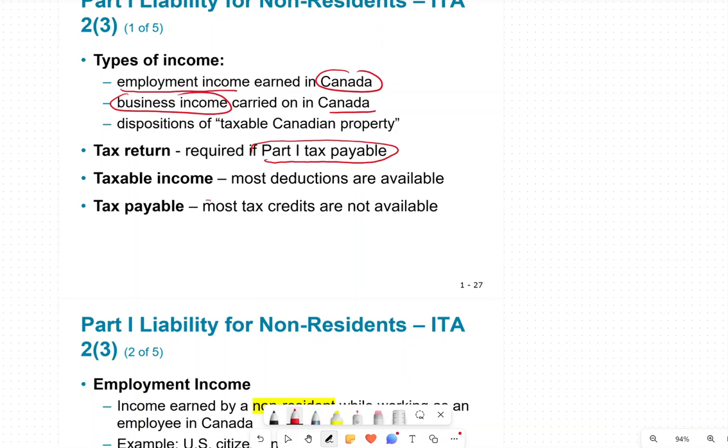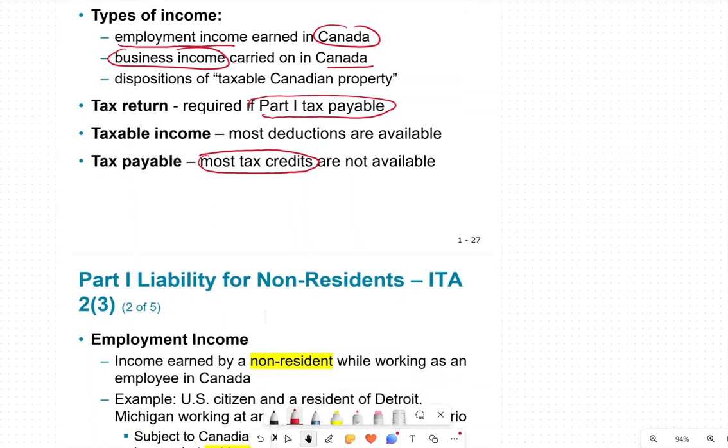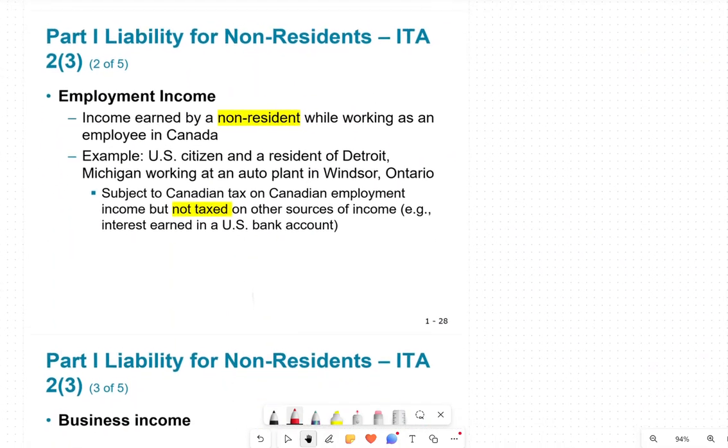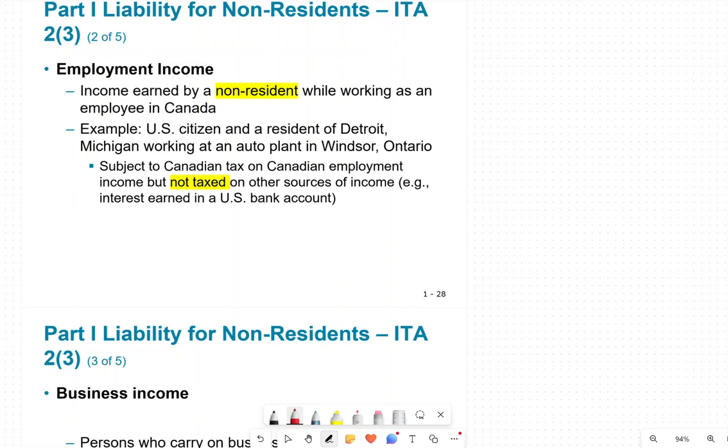Now they are not allowed any tax credits. It's not available to them because they're non-residents. Tax credits are only available to people who are residents of Canada.